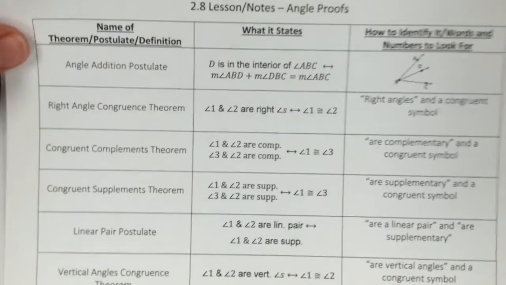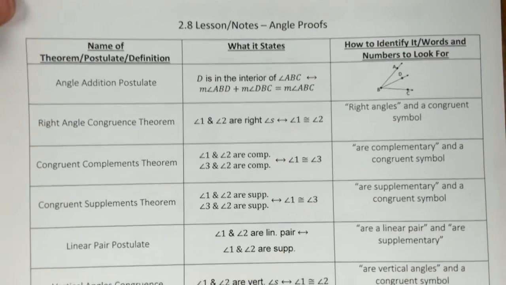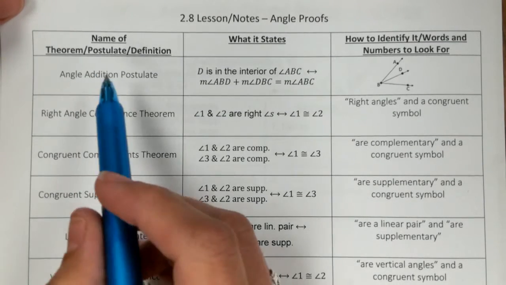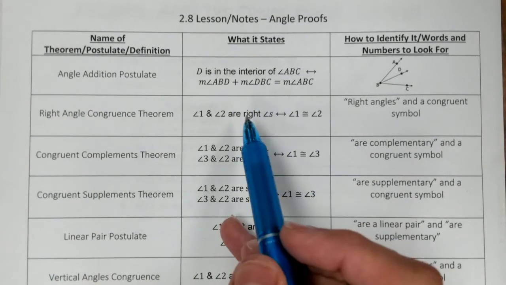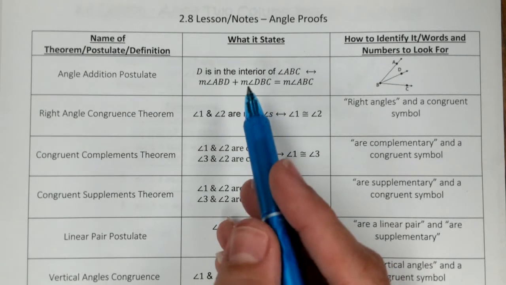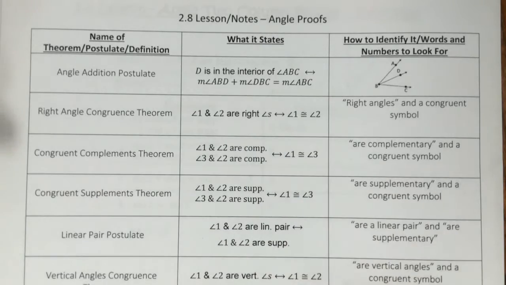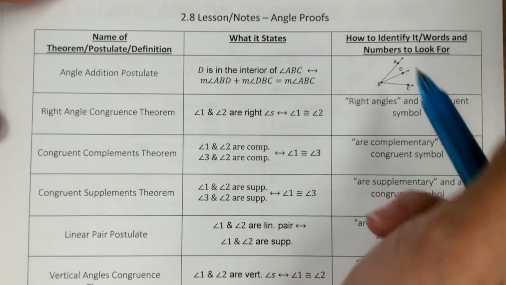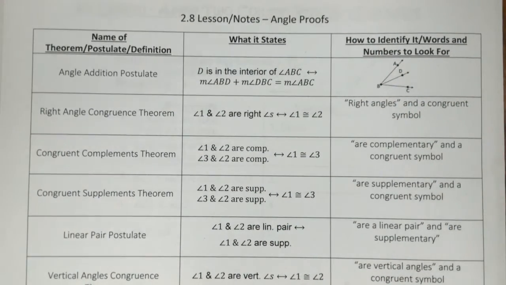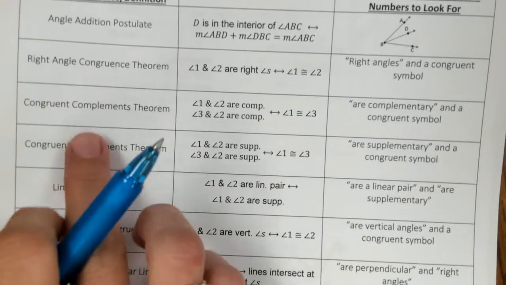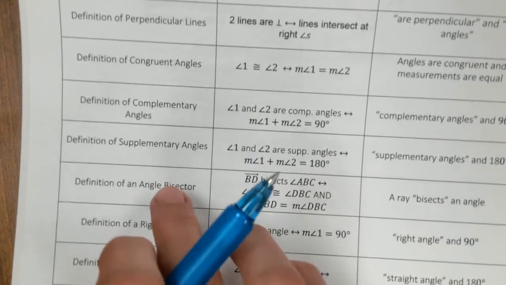You're going to need access to this cheat sheet, what I call a little cheat sheet. It's going to name your postulates, theorems, and definitions in the left column. The middle column is what it's saying. The letters and numbers may change, but we'll walk you through it. In the last column, I have put in what exactly you're looking for to help you identify, because you have things that have complementary, supplementary, and then complementary and supplementary down here, so that you know which ones to use.